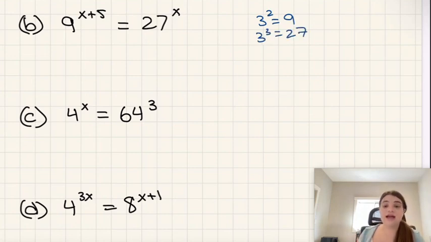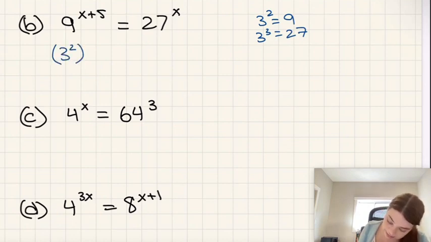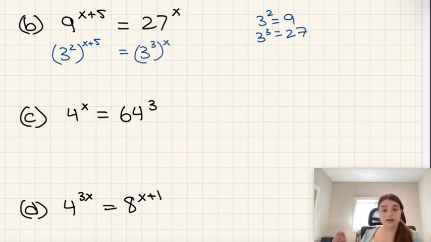So I'm going to replace 9 with 3 squared. So 3 squared to the power of x plus 5. And then 27 to the power x, well, that's the same as 3 cubed to the power of x. And recall from our exponent laws that whenever we have a power to a power, we multiply the powers. Also recall, especially for the left side here, the distributive property: we must multiply the 2 that's in the square by x and by 5.